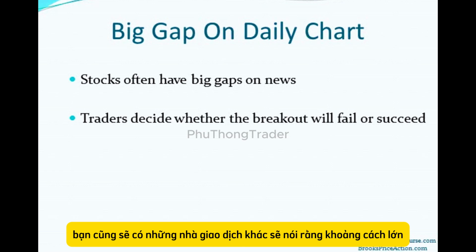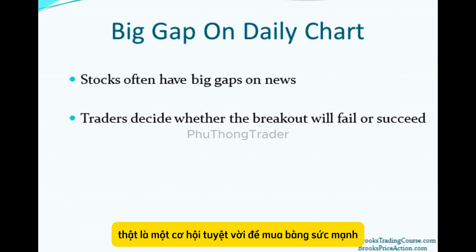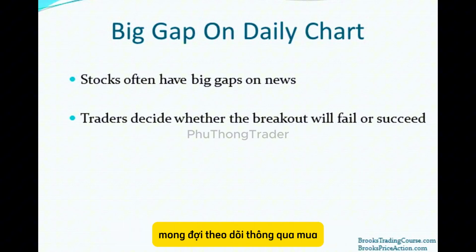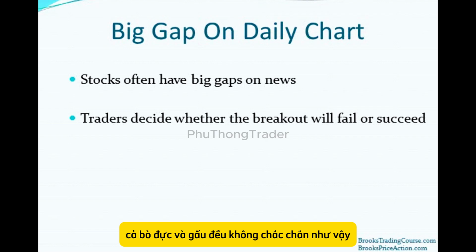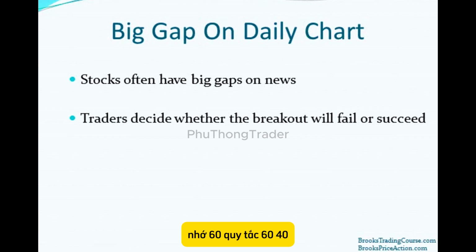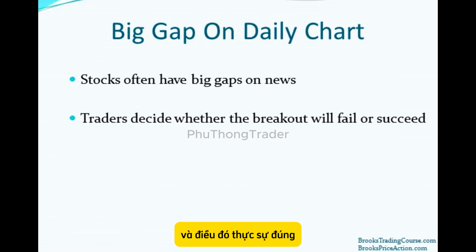You'll also have other traders who'll say, big gap up, maybe it'll break out above the bear channel if it's in a bear trend. What a great opportunity to buy on strength, expecting follow-through buying. And neither the bulls nor the bears are all that certain. Remember the 60-40 rule, most of the time the probability is between 60 and 40%. And that is really true.